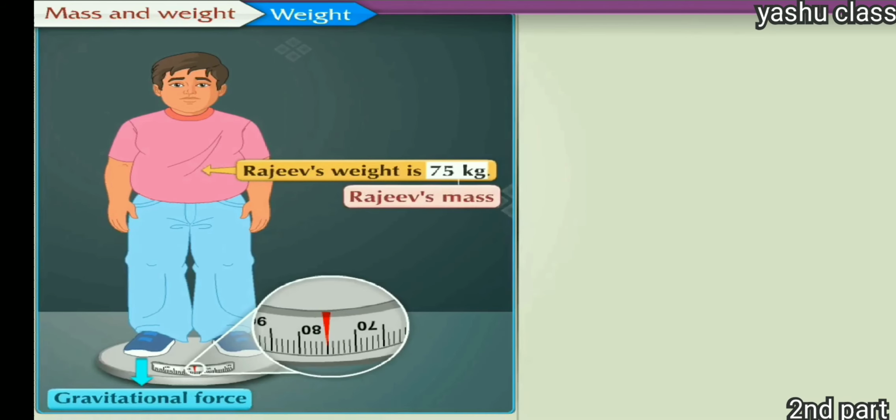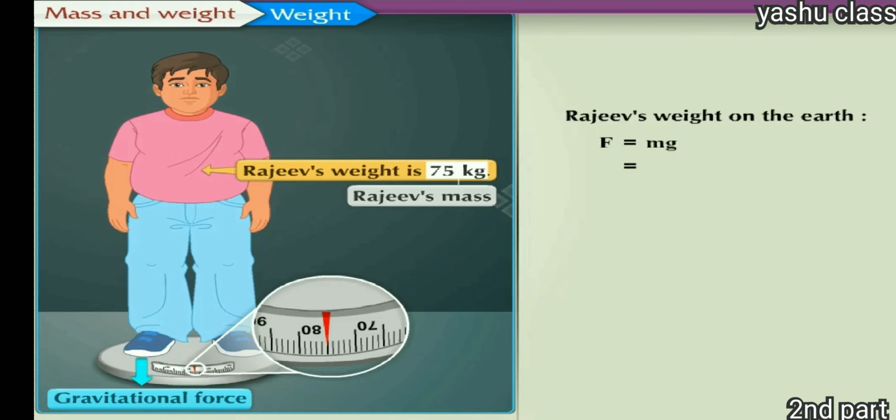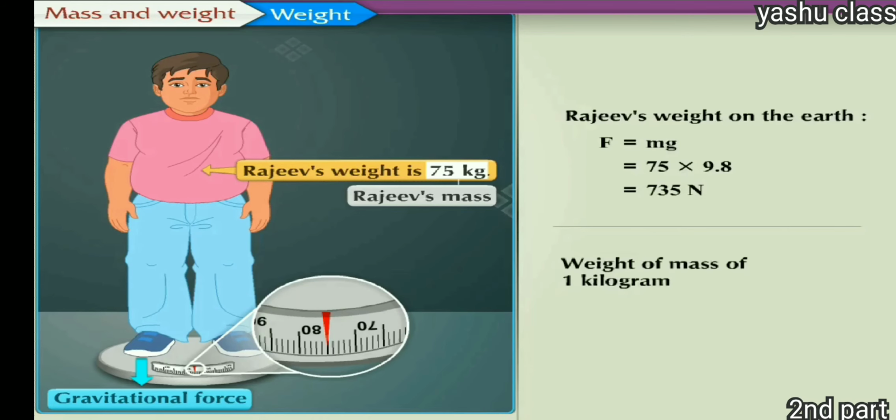As Rajiv's mass is 75 kilograms, his weight on the Earth is F = m × g, which is equal to 75 × 9.8, which is equal to 735 newtons. The weight of mass 1 kilogram is equal to 1 × 9.8, which is equal to 9.8 newtons.